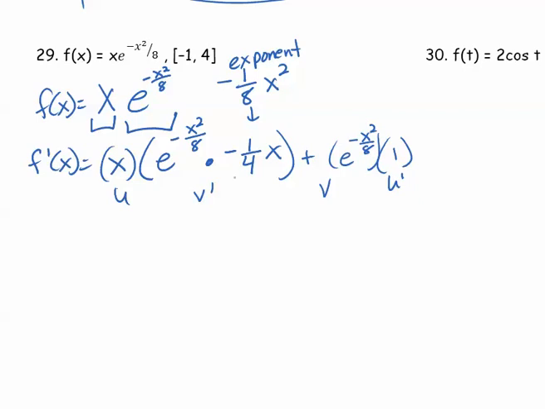All right, so we could write this in factored form. We could bring that e to the exponent out of both terms, and we would have a 1 left from the second part, and we would have a negative x squared over 4 from this part.